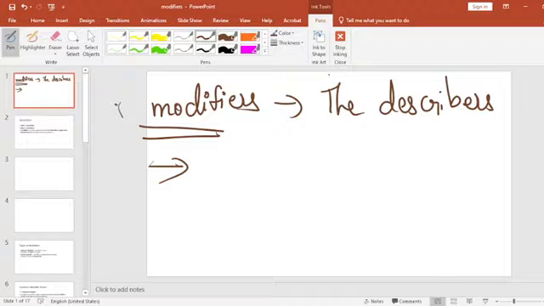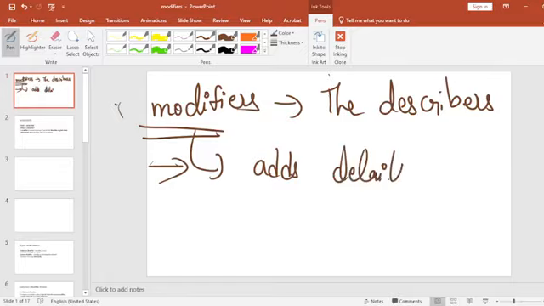What happened over here is that you now imagine how the girl looks with the details that I have given you. So that's what a modifier does. A modifier is nothing but it adds details. Okay. Modifier adds details.